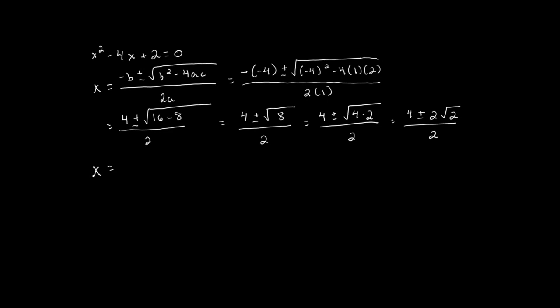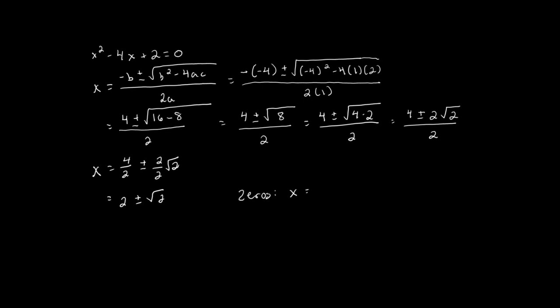So now I'm going to split the fraction up. So that's 4 over 2 plus or minus 2 over 2 times the square root of 2. And you'll see that this reduces to 2 plus or minus the square root of 2. So those are our other two zeros.